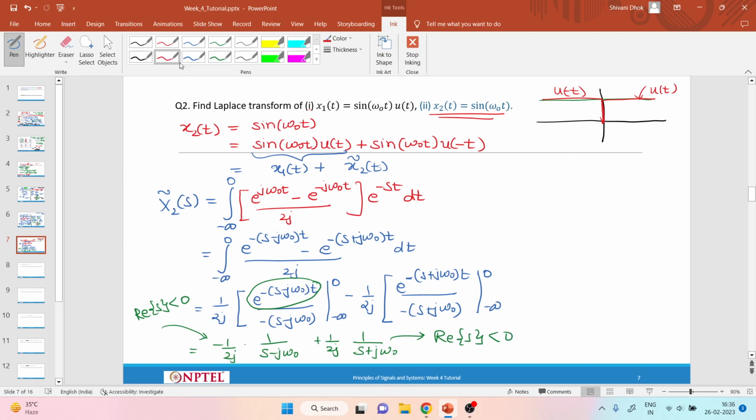Now if we look at the region of convergence of this x1 tilde, my x1 tilde was having a region of convergence something like this.